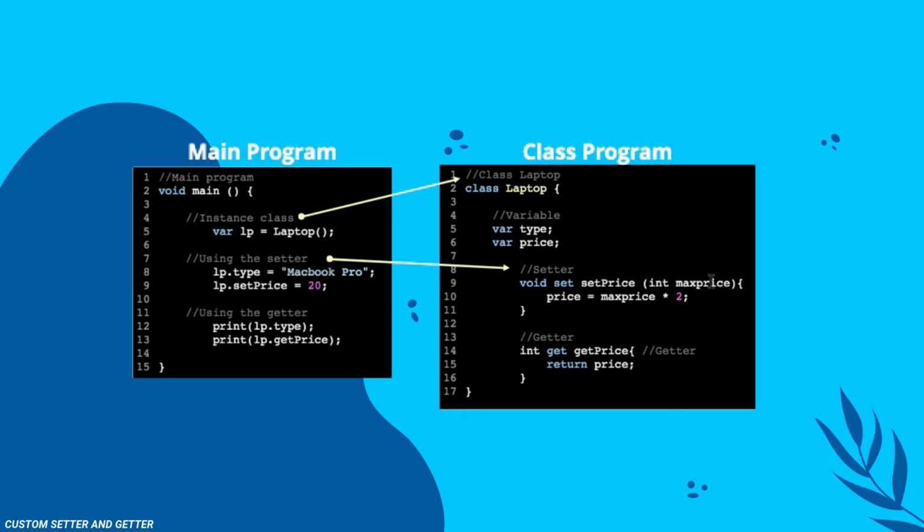SetPrice takes an integer maximum price. So here the value 20 will be added into this maximum price, then calculated here and saved here, and then we will call this getter method in the main program. How are we going to do that? Just type print lp.type, that will print the variable type, and then print lp.getPrice, that will print the price, which is maximum price multiplied by 2, and the price value will be saved into this variable price. Okay, let's jump into the IDE and run the program.